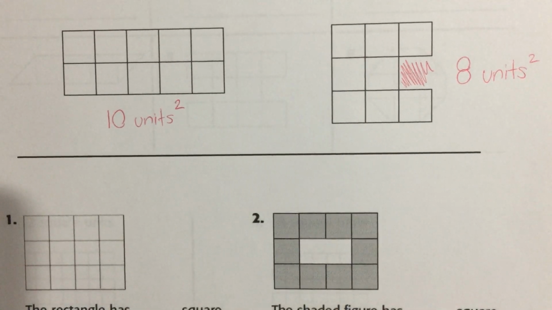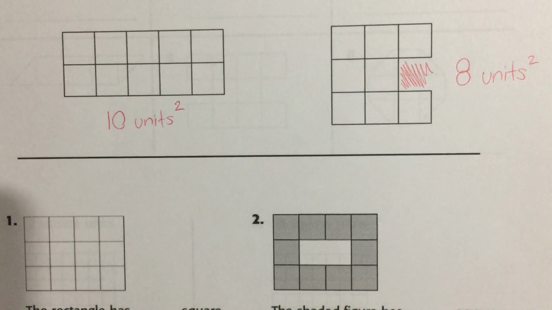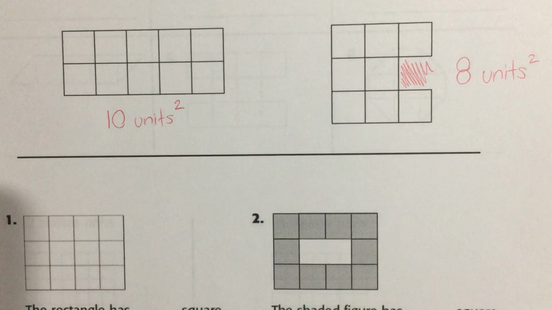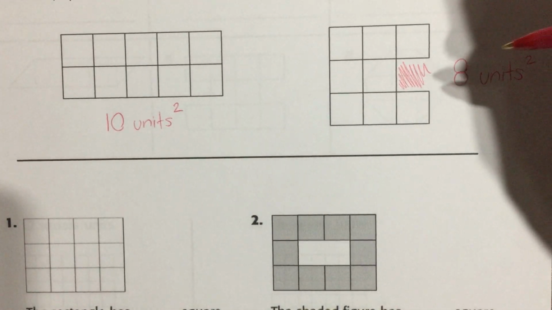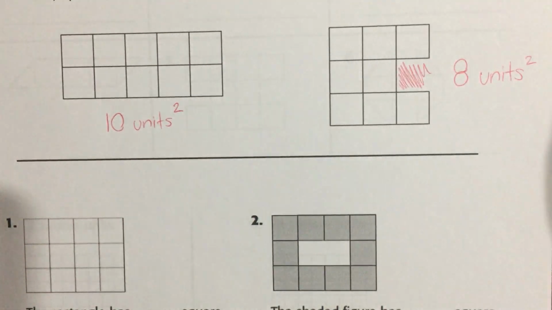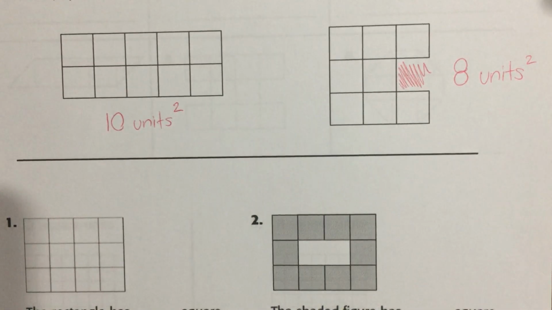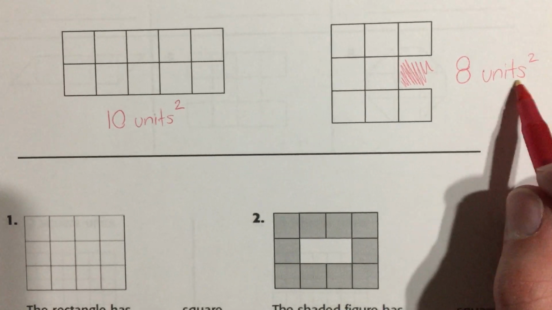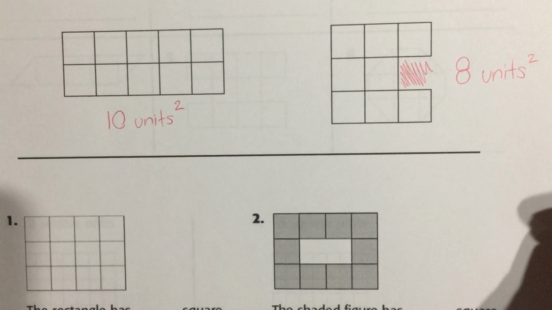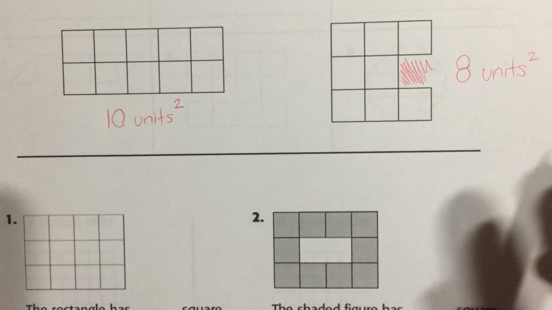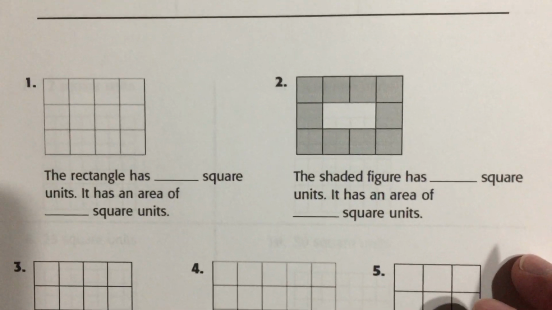There are 8 squares inside of that shape, so they are 8 units, whatever they would be. If they said that this was an inch, it would be 8 inches squared. If it says centimeters, it would be 8 centimeters squared. But as long as we don't know, we're just using that term units. Okay. Down we go.